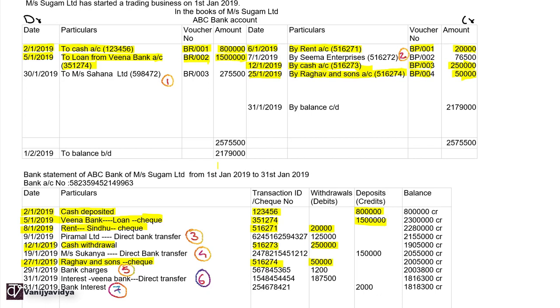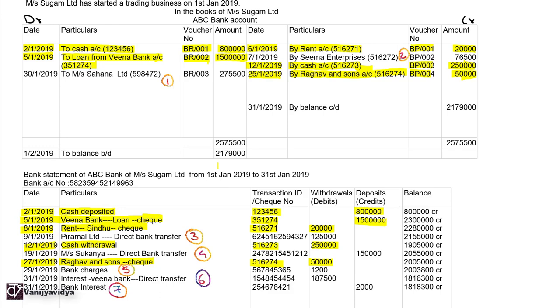So what has happened because of this interest debited is that your balance in the bank statement has reduced by 1,87,500. But since the same is not recorded in the books of accounts, your balance in the bank account as per books is greater than the bank statement. Now here, since we are moving from the bank account to bank statement, we have to reduce this 1,87,500 in our bank reconciliation statement.